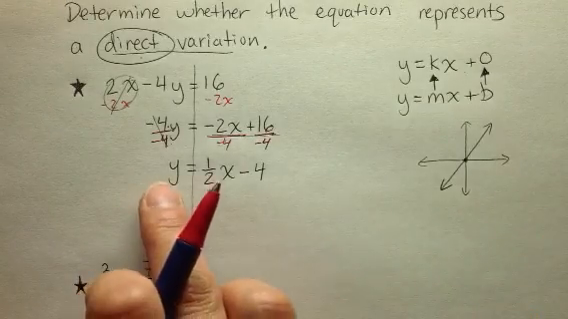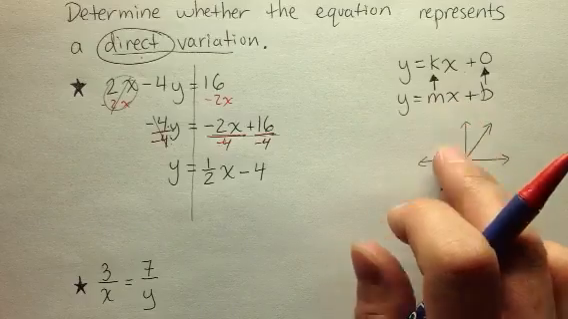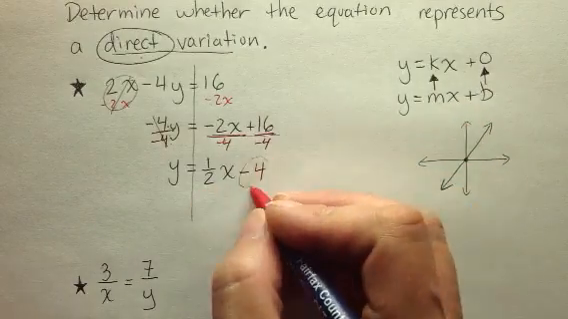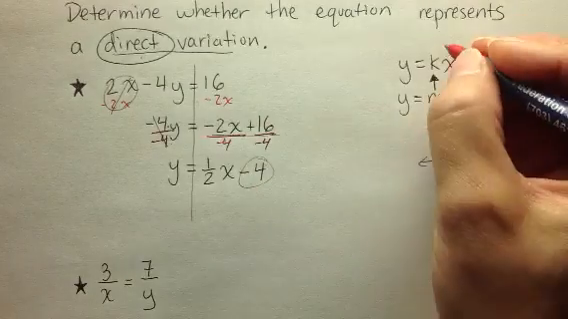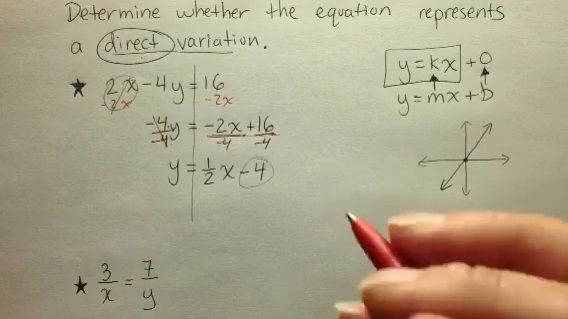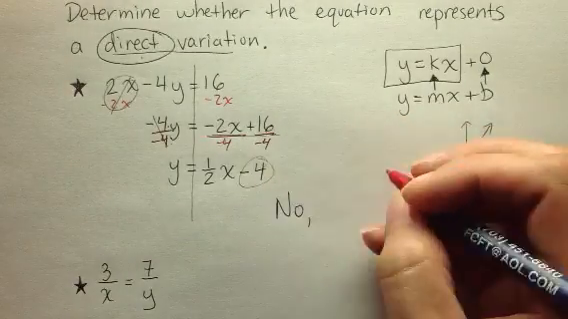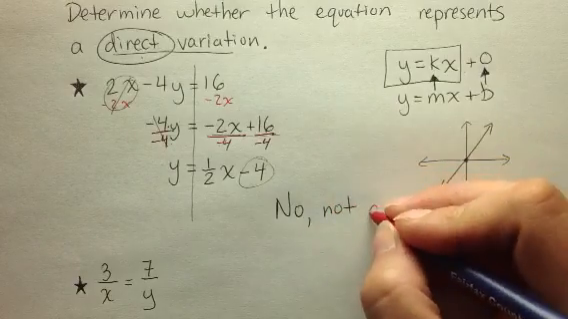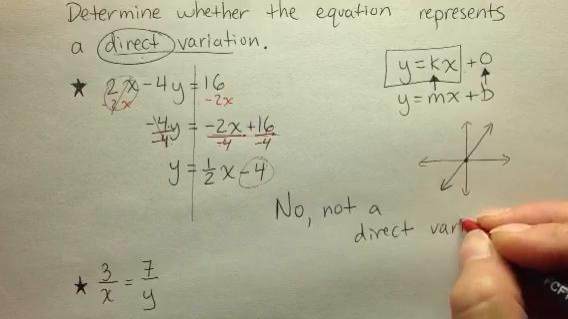Okay, so I've got y solved, so now I want to look. It's very close. Here's the deal. It's a linear equation. The slope is 1/2, but my y-intercept is an issue here. The y-intercept should be 0. Direct variation was this equation right there. So, determine whether or not it is a direct variation. No, it's not a direct variation.